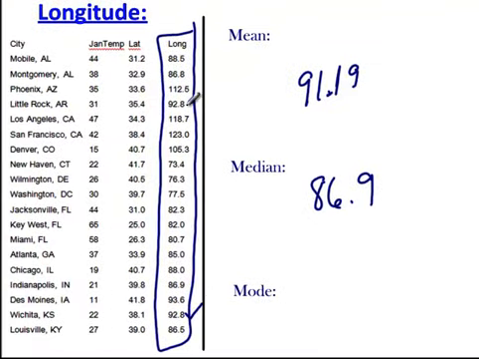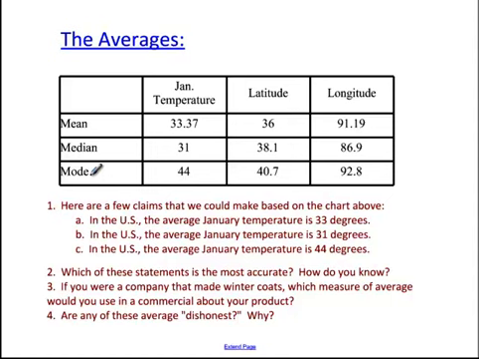Okay, so to summarize, here are all the averages that we found. Remember that mean, median, and mode are all three different ways of finding average. If you look at number one here that I've written out, there are a few claims that we could make based on this information. And you could actually write more sentences than this.